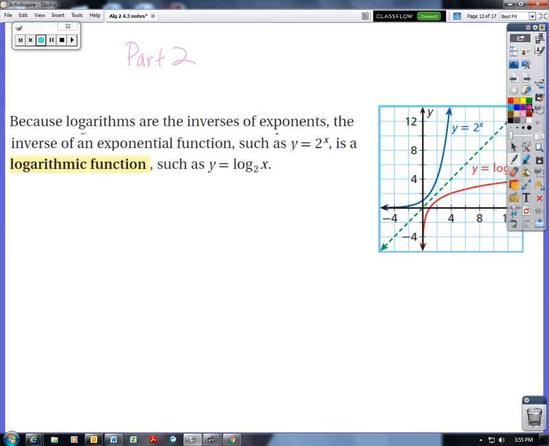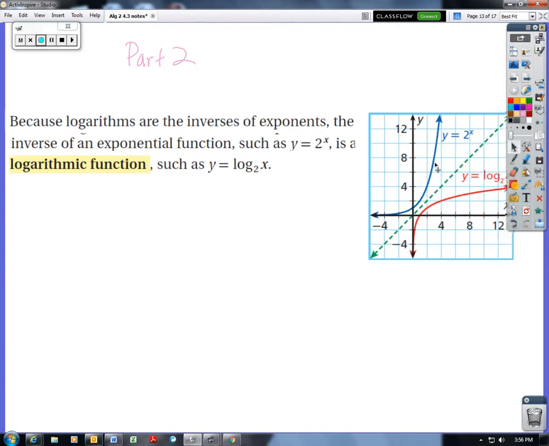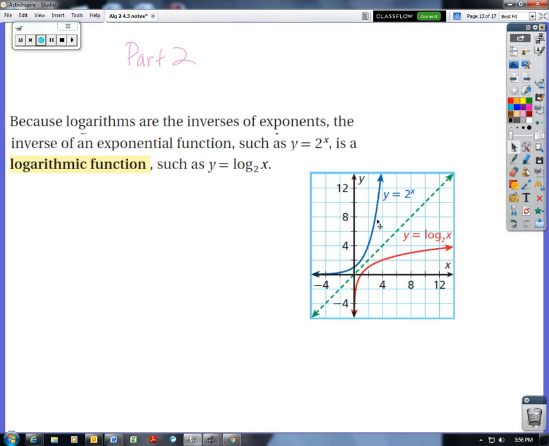Because logarithms and exponentials are inverses of each other, you can reflect the exponential over the line y equals x and get the logarithm. You can see that here in this figure. If you start with an exponential of y equals 2 to the x, which is this blue curve, and then we have the line y equals x.